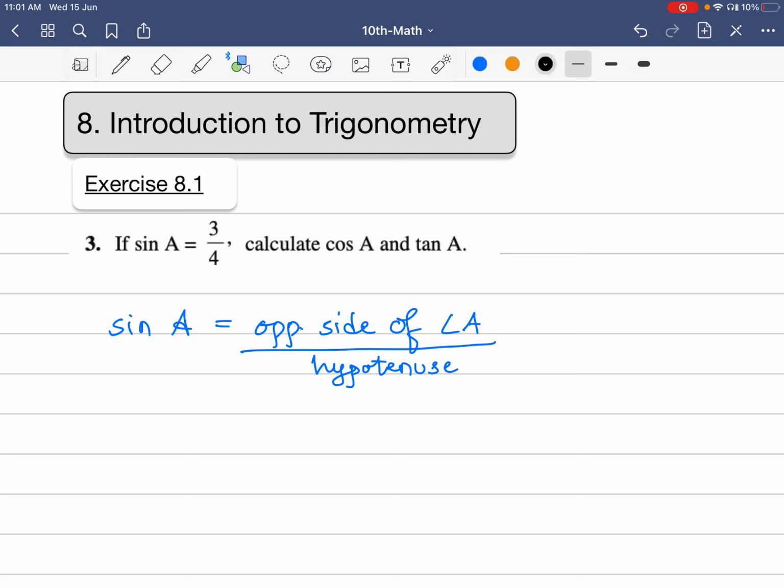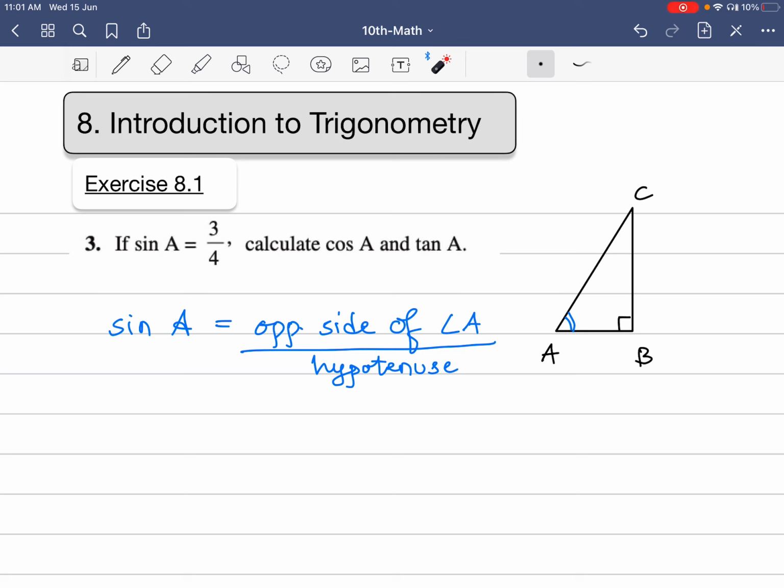I'm going to draw a right angle triangle here. Now we are given sine of A. So let's assume this is A, this is B, and this is C. Now for this angle A, let me highlight it. This is the angle A in focus. The opposite side of angle A is going to be BC, and AC is the hypotenuse. Hypotenuse is always the side opposite to the right angle.